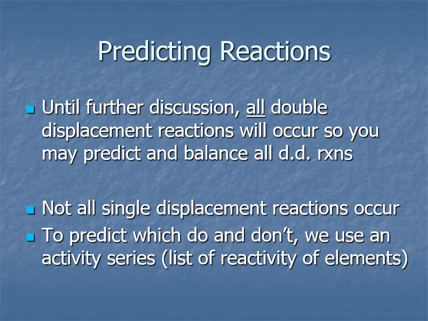Now, we will say, though, that not all single displacement or single replacement reactions will occur, and we will predict when they do and do not occur by using a list called an activity series, which simply has a list of selected elements lined up top to bottom, typically is how it's presented. And at the top of the list, they're very reactive. At the bottom of the list, they are relatively unreactive, and that's how we will be able to judge when single replacement does or does not happen.